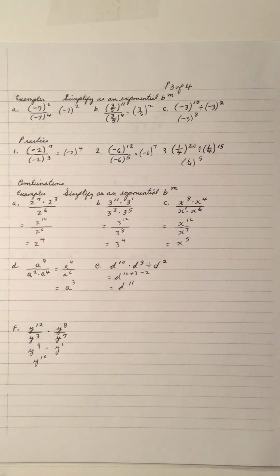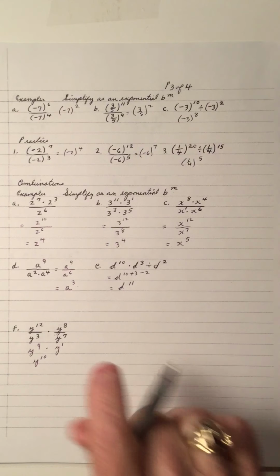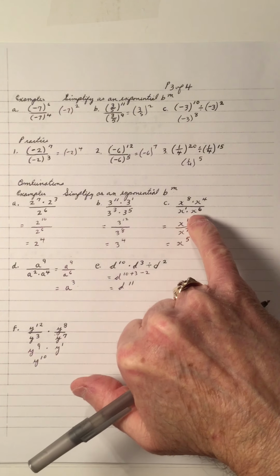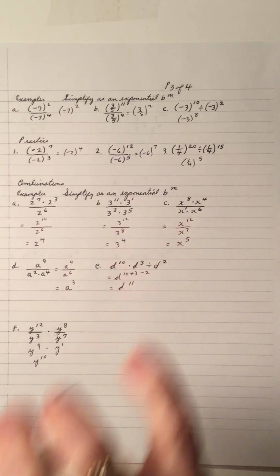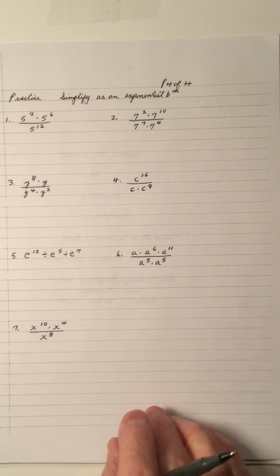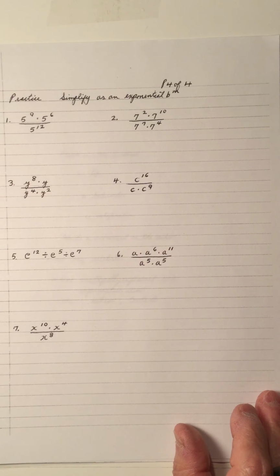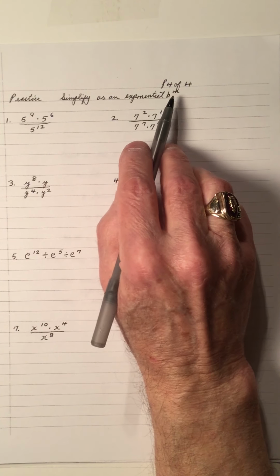Okay, just a little mixture, but I always simplify. Here I simplified each fraction first, right? Over here, I simplified the numerator and then the denominator, and then I worked out the division. Just be careful. And we have a simplify as an exponential b to the m.